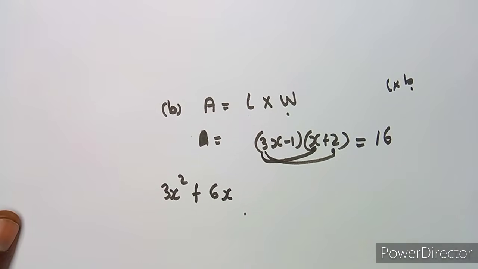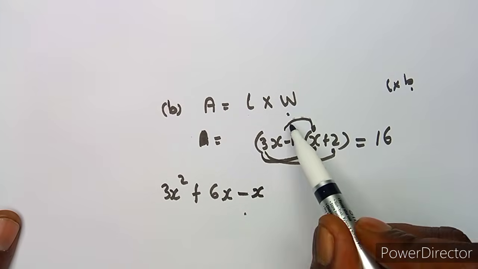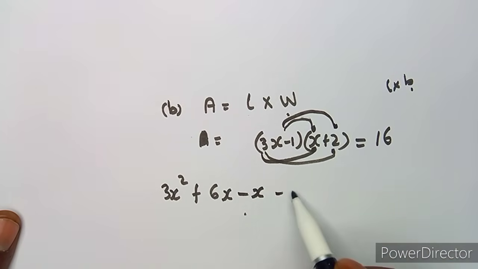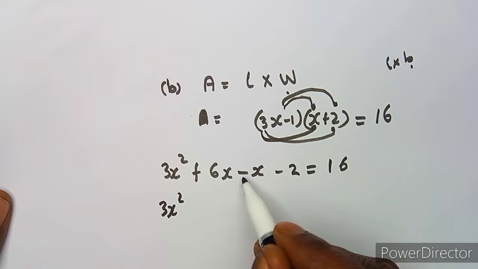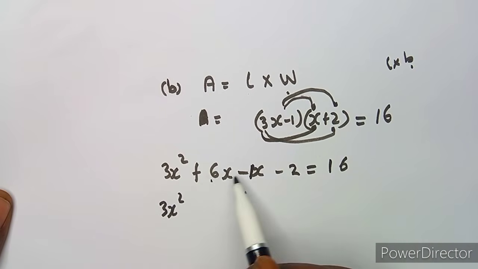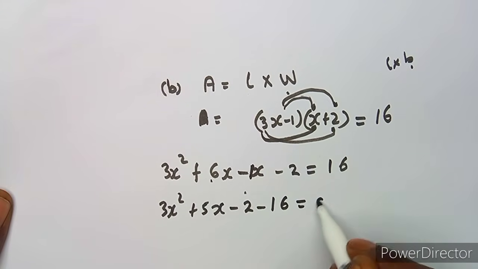We are done multiplying by 3x. We move on to minus 1 and x, which is minus x, minus 1 and 2, which is minus 2. This gives us 16. So just collect your like terms. 3x squared, this is 1 here, so it's 6 minus 1, which is 5x. So it's going to be 5x minus 2 minus 16 is equal to 0.